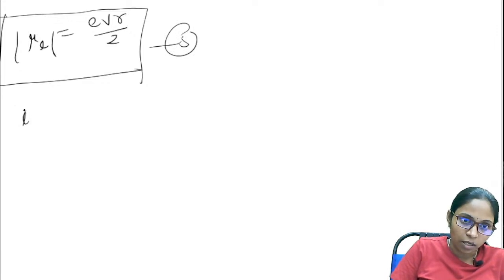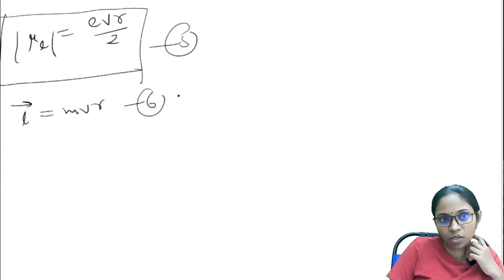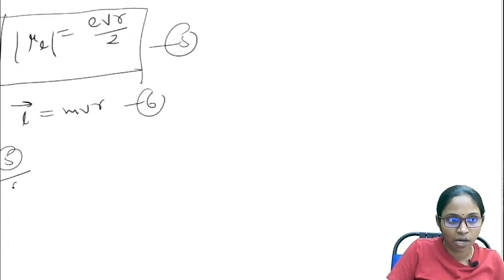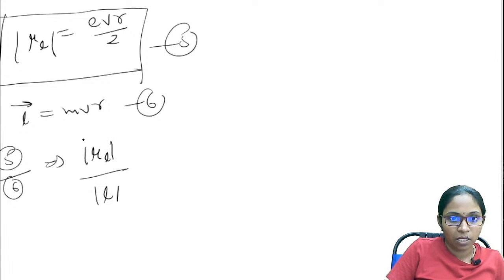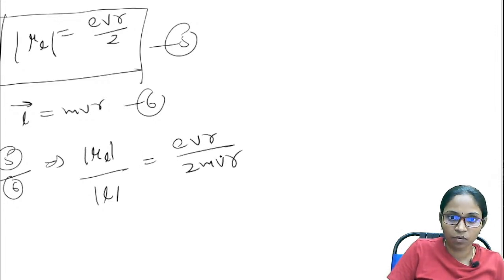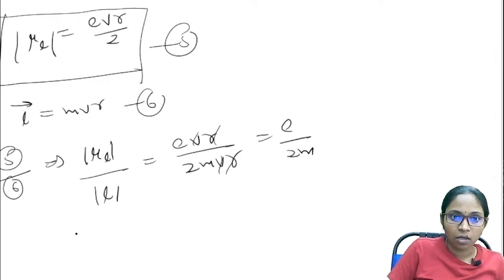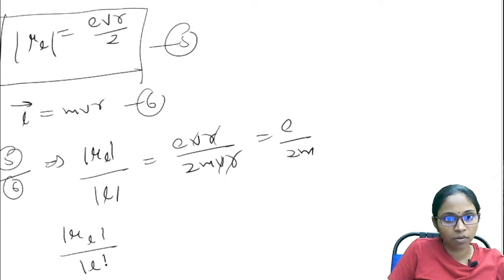We know that the orbital angular momentum is equal to m v r. This is equation number 6. If you divide equation number 5 by equation number 6, we have modulus of mu L by modulus of L, that is E V r by 2 times m v r. V cancels, r cancels. It will be equal to E by 2m. Therefore modulus of mu L by modulus of L will be equal to E by 2m.